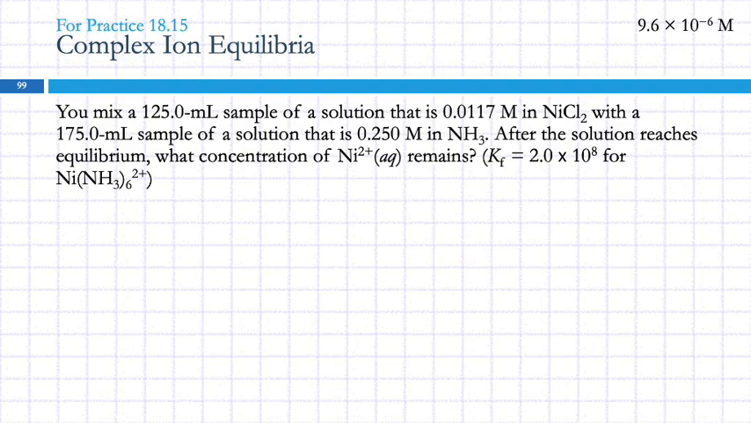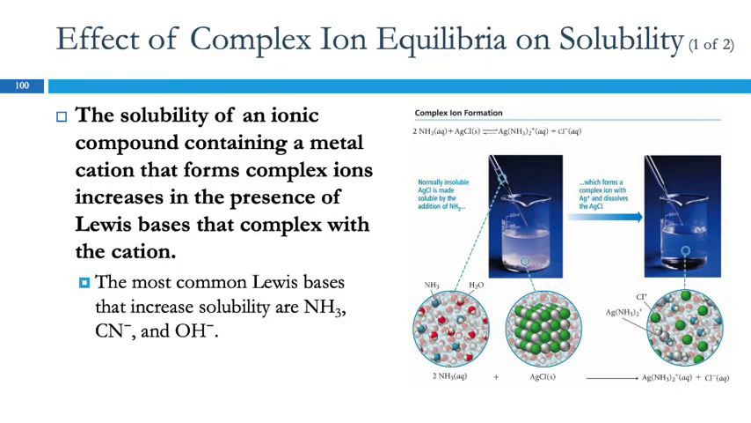Well, look at that. The book got 9.6. So complex ions can affect solubility. If your metal cation forms complex ions, then the solubility of that compound is going to be greatly increased in the presence of Lewis bases that can form complexes. The most common Lewis bases that increase solubility are ammonia, cyanide, and hydroxide.